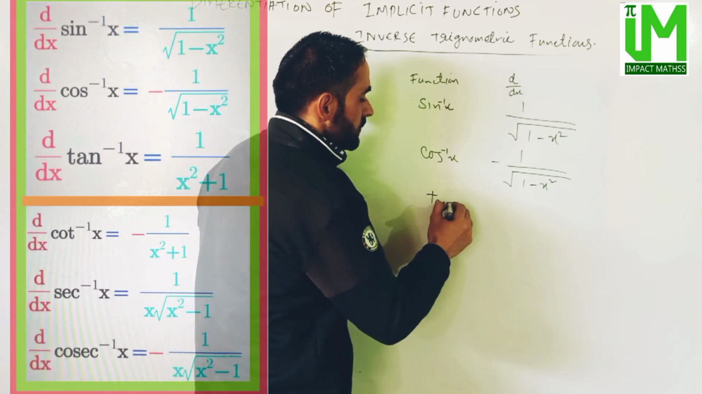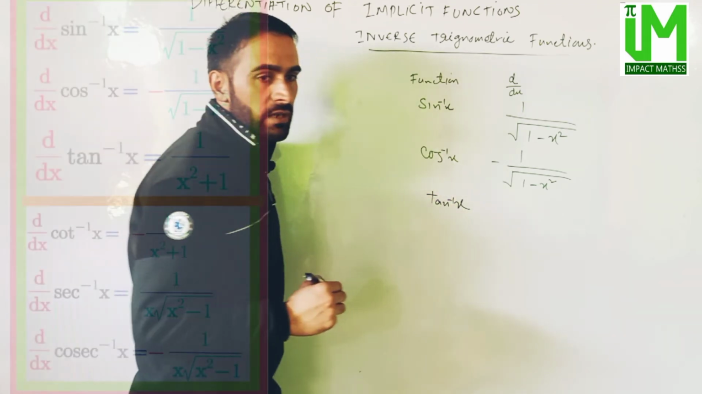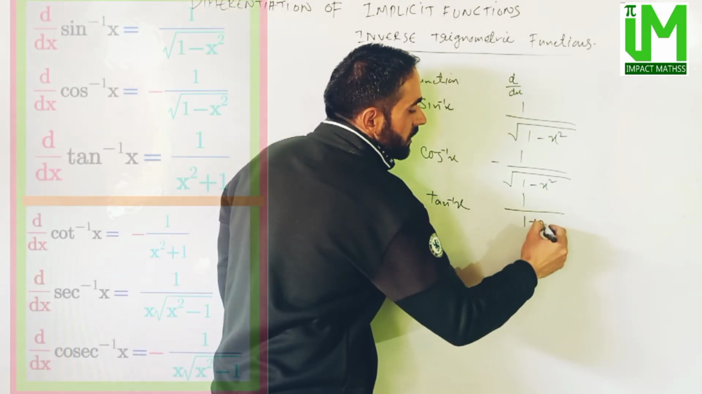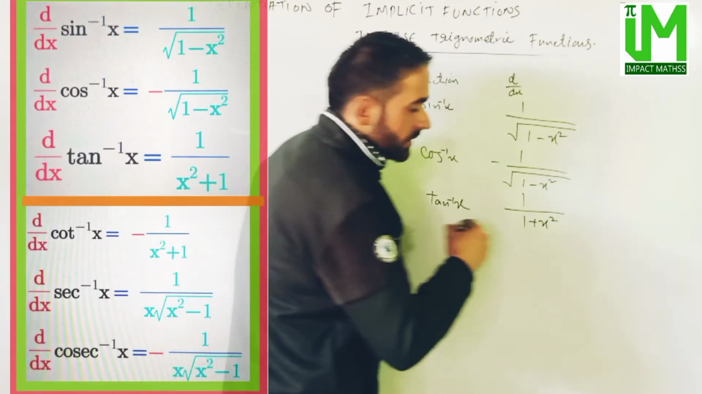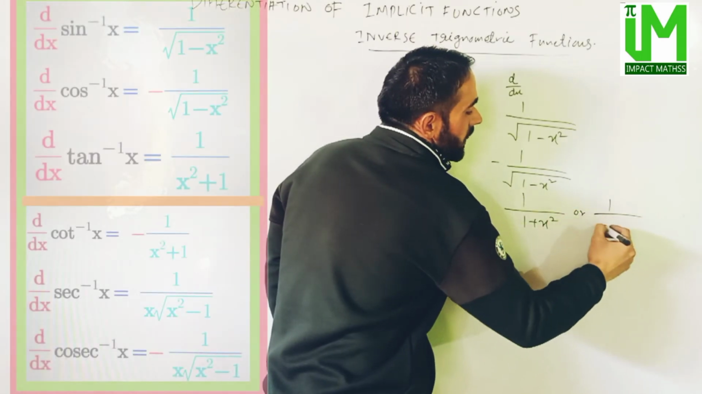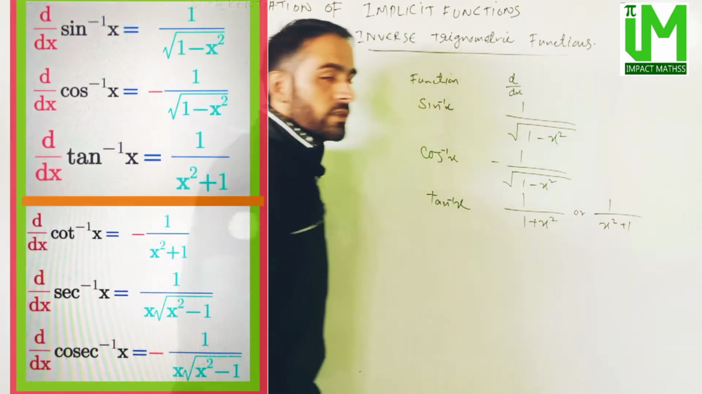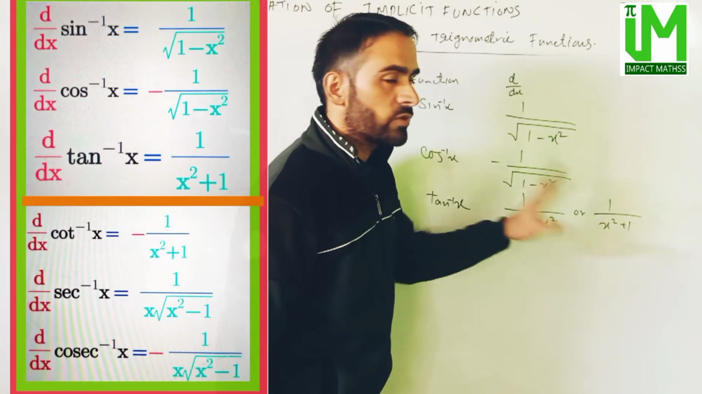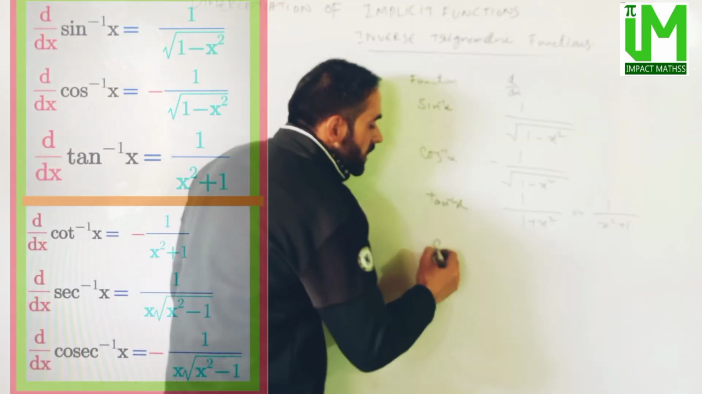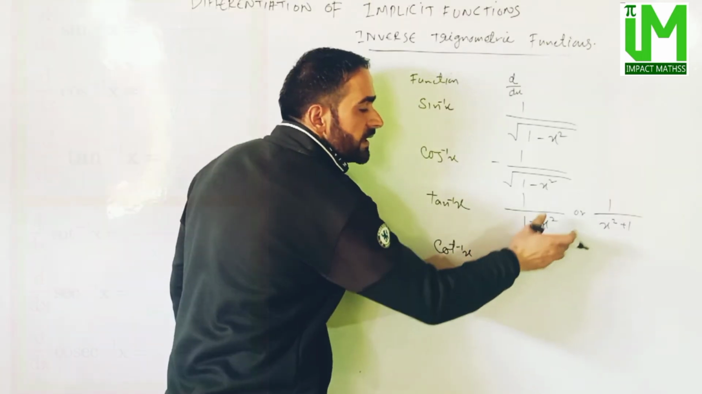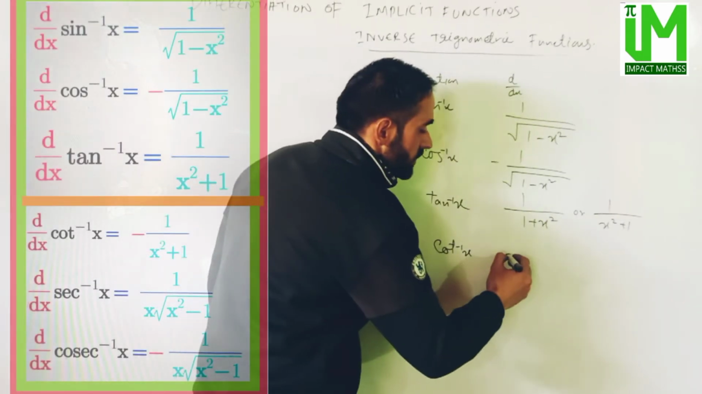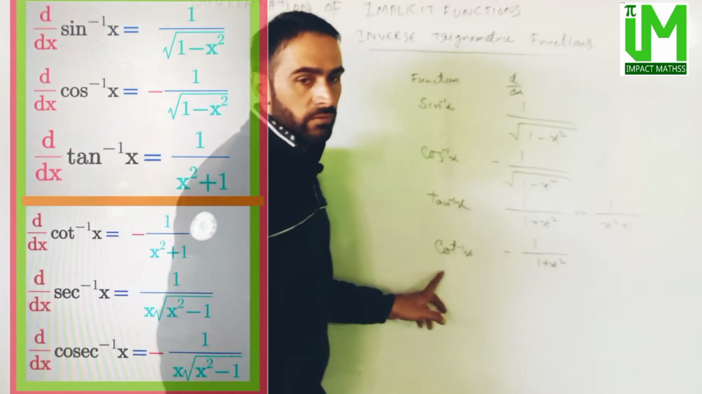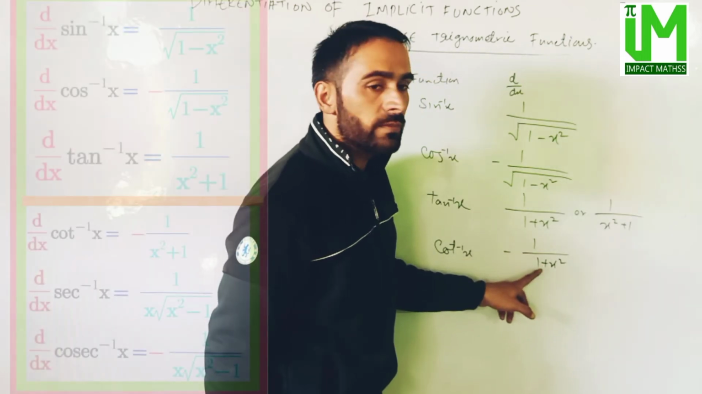Then we have the derivative of tan inverse x, which is 1 divided by 1 plus x square. For cot inverse x, the result is exactly this but with a minus sign, so it is minus 1 divided by 1 plus x square.